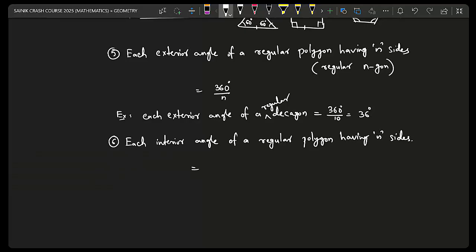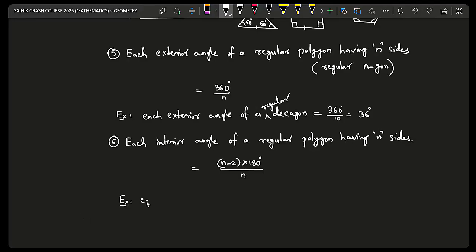Sir, n minus 2 into 180 by n. Very good. Can you explain why? Sir, because that formula is used for the interior of a regular polygon. Yes. You are asking for one side, so we should divide by n. The numerator is the sum of all the angles and we are dividing by n, so we'll get each interior angle. Already Shriyansh found each interior angle of a regular pentagon.